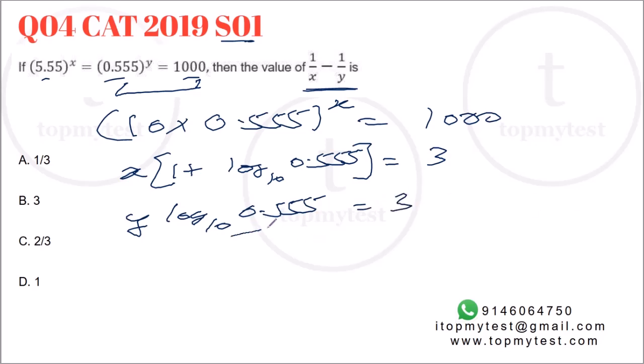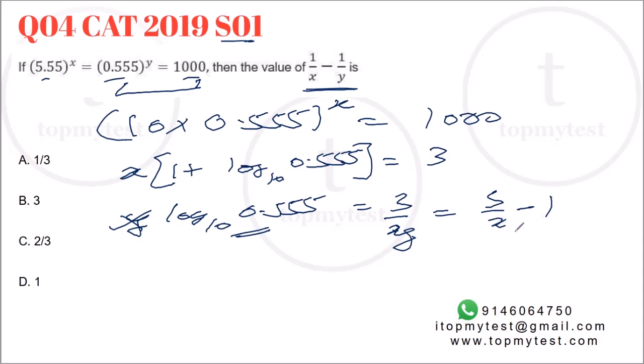Right. Let me eliminate this term from these two equations. So from the second equation, I'll get log of 0.555 to the base 10 equals 3 by y. If I do it for the first equation, it will be 3 by x minus 1. Right, take x down, then take 1 on the other side, you'll get log of 0.555 to the base 10, and I can equate these two values.